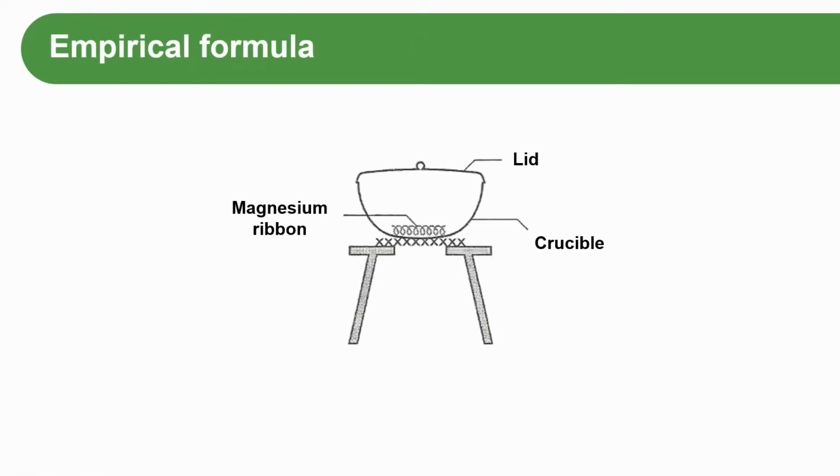Now let's look at an experiment on how we determine the empirical formula of a substance. In this diagram, we have a crucible with magnesium ribbon, and we are going to heat the crucible. We all know that when we heat magnesium ribbon with oxygen, we will produce magnesium oxide.